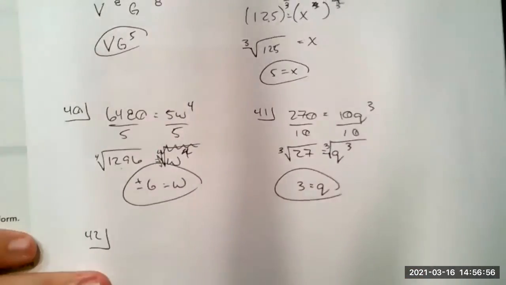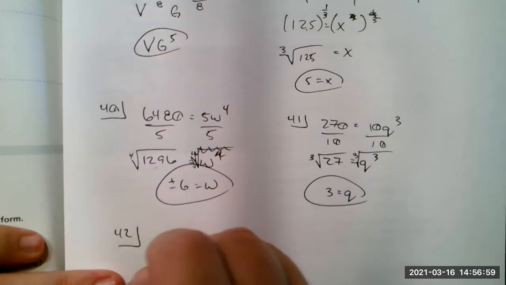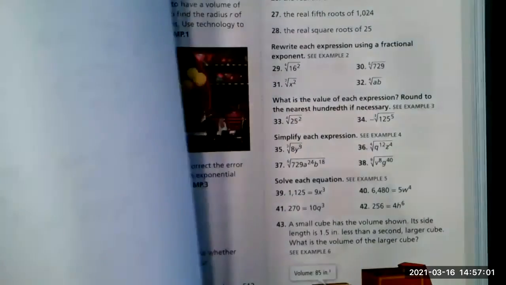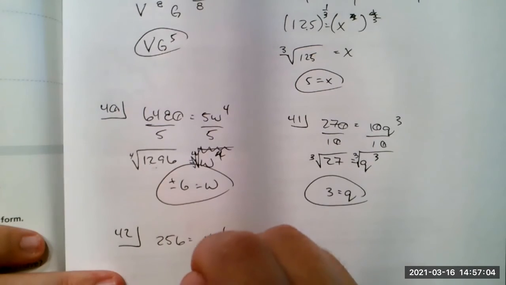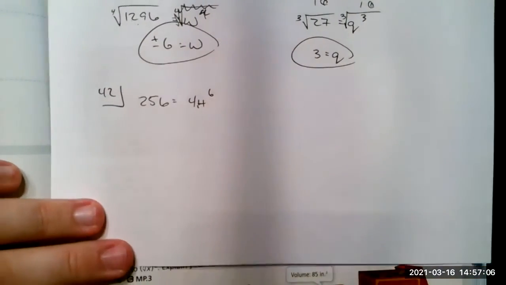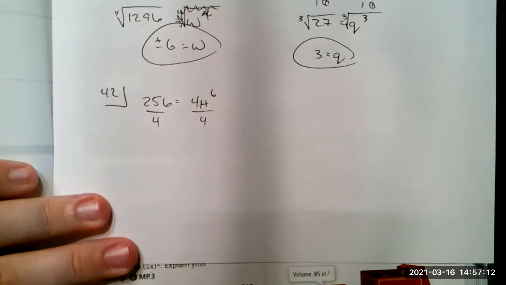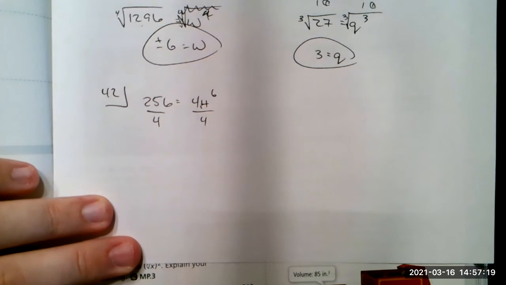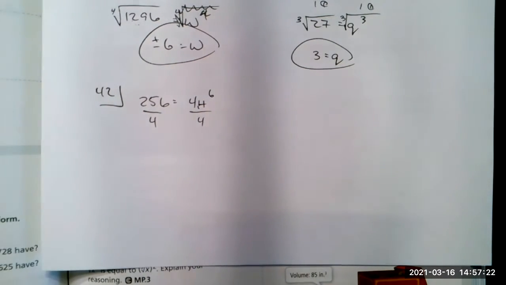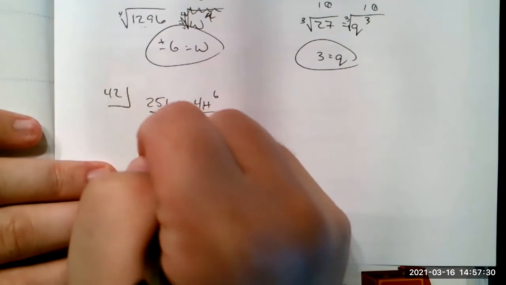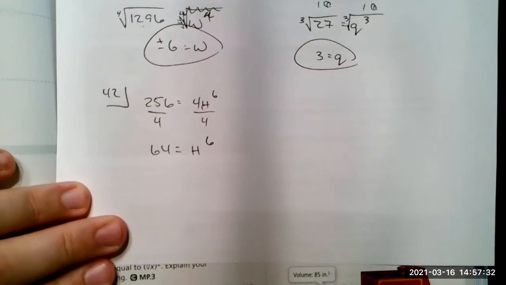Number 42: 256 equals 4h to the 6th. Sorry. Same thing. Divide both sides by 4. I get 64 equals h to the 6th.